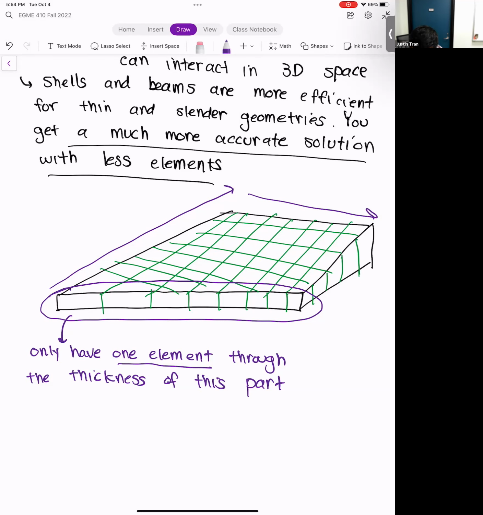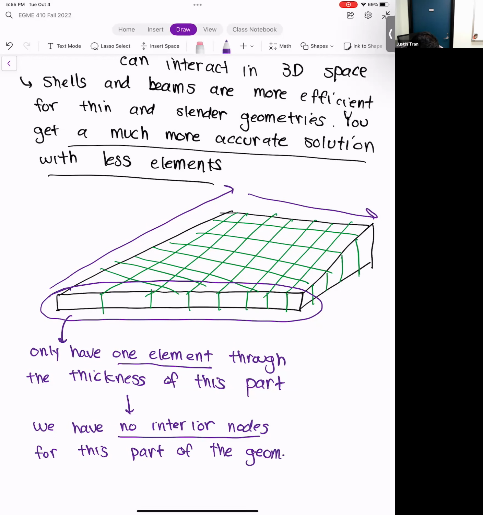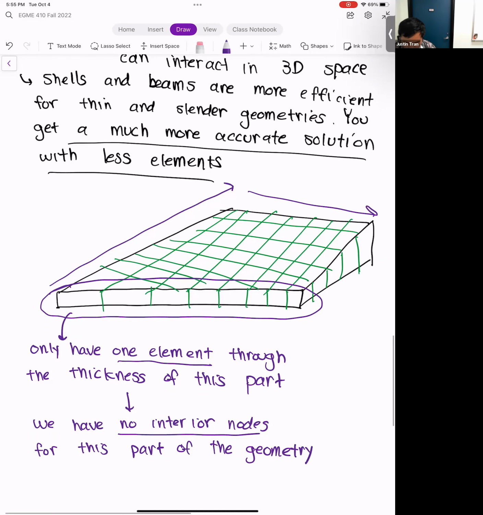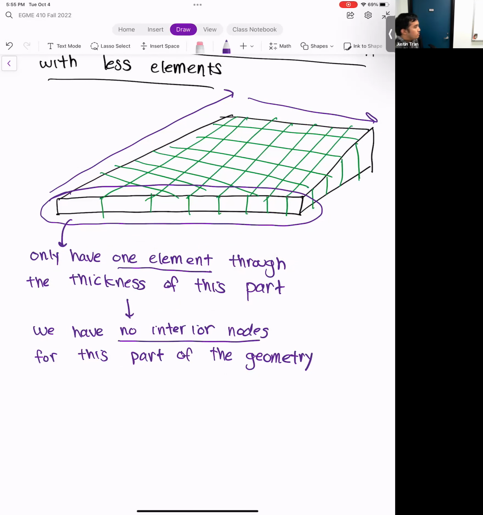And so what this means is that if you only have one element through the thickness, that means you have no nodes on the interior through that part. And this goes for both tetrahedrons and hexahedrons.